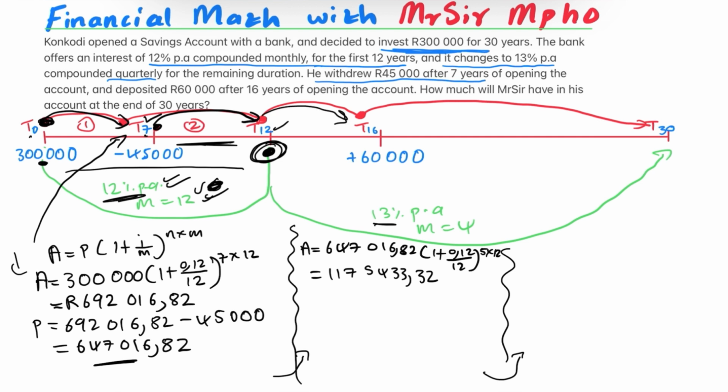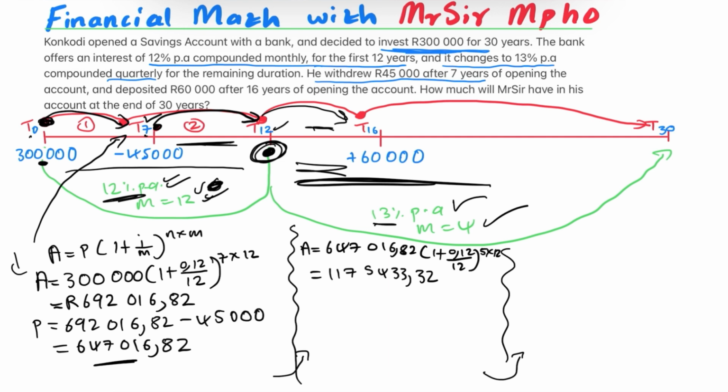Makes sense. Why are we growing it to T16 this time around? Because we want to know how much this money that we just got grew to before you added 60,000 Rand. So from T12 to T16, it was how many years? 4 years. 16 minus 12, okay? Then you're going to be like, oh, should I grow it for 4 years before I can add 60,000? Of course you should. But this time around, remember, you are in here, meaning you're going to be using this interest and this compounding period.